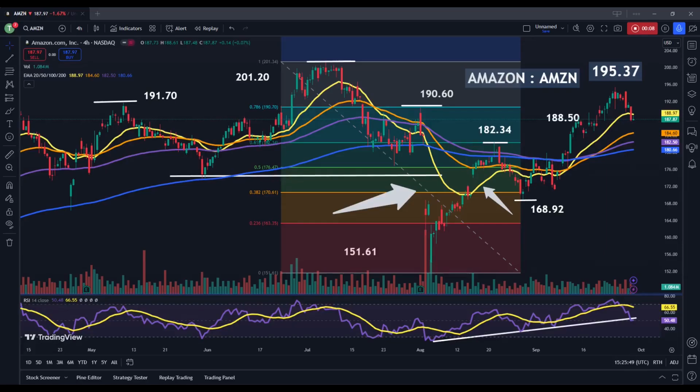We have the current stock market update for Amazon.com Incorporated, stock ticker AMZN.